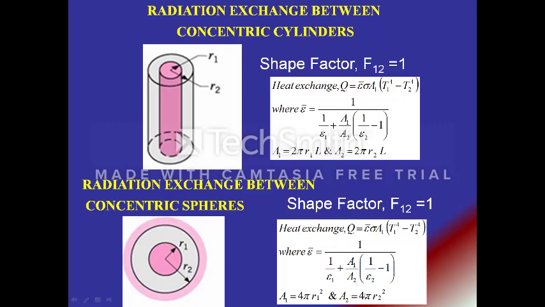Here we have to be very careful. In the case of a cylinder, the area is 2 pi r into L. In the case of a sphere, it is 4 pi r1 square for the inner area. For the outer area, it is 4 pi r2 square. So this is the difference you have to make a note of. Again, these formulae are available in your data book.